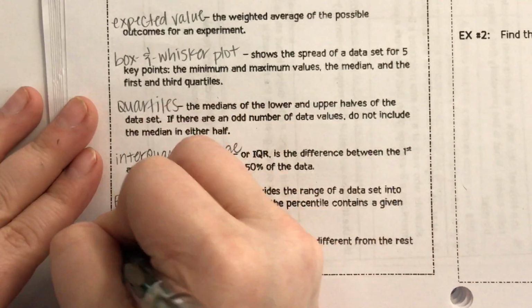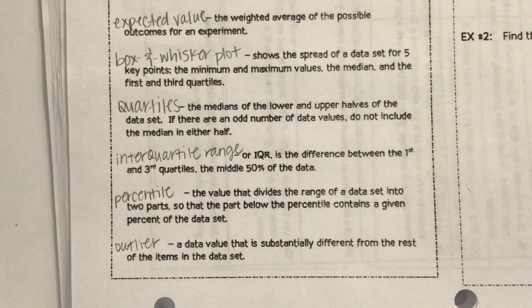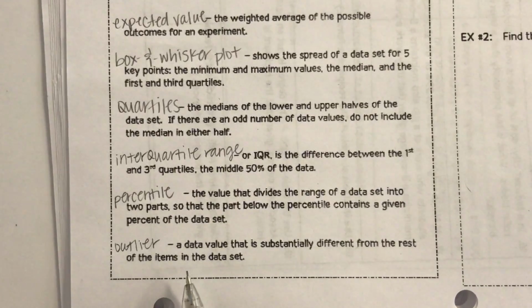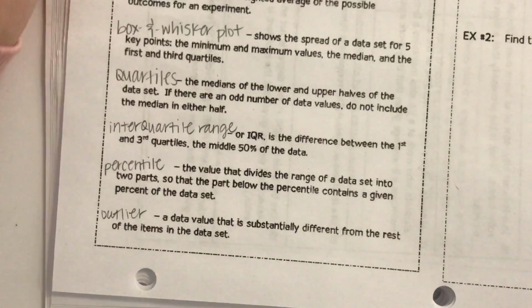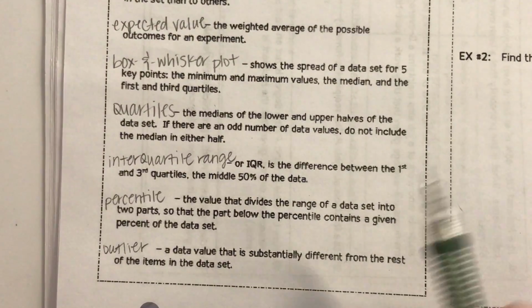And then finally, an outlier is a data value that is substantially different from the rest of the items in the data set. It's really easy to pick out an outlier. It's like, which one of these doesn't belong type thing. Okay, so that's all of the vocab in this video. In the next one, I'm going to talk about example number 1.